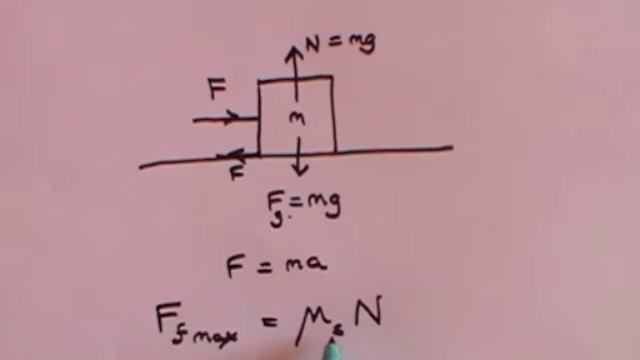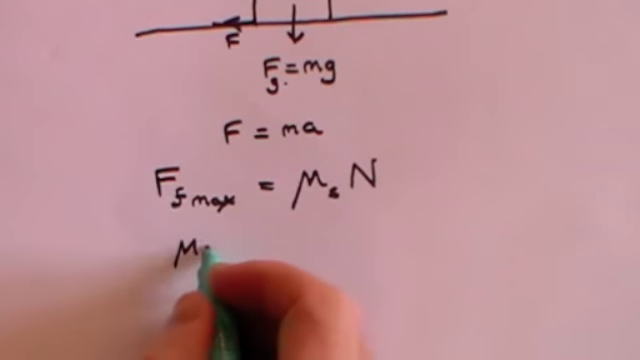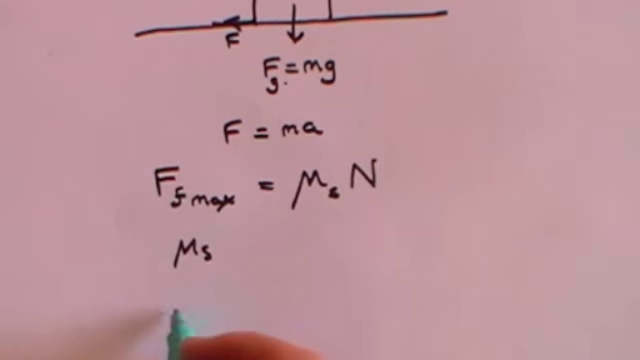Why did I put a little s there? Well, that stands for static. There are in fact two coefficients of friction. There's mu static and mu kinetic.